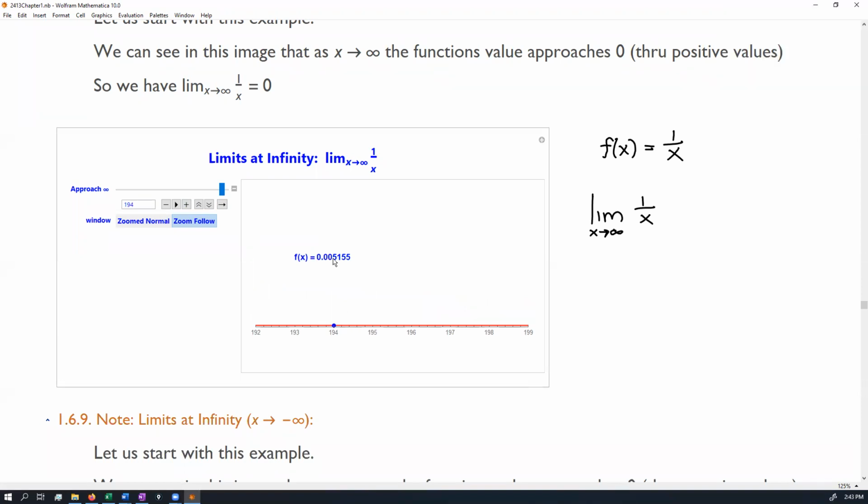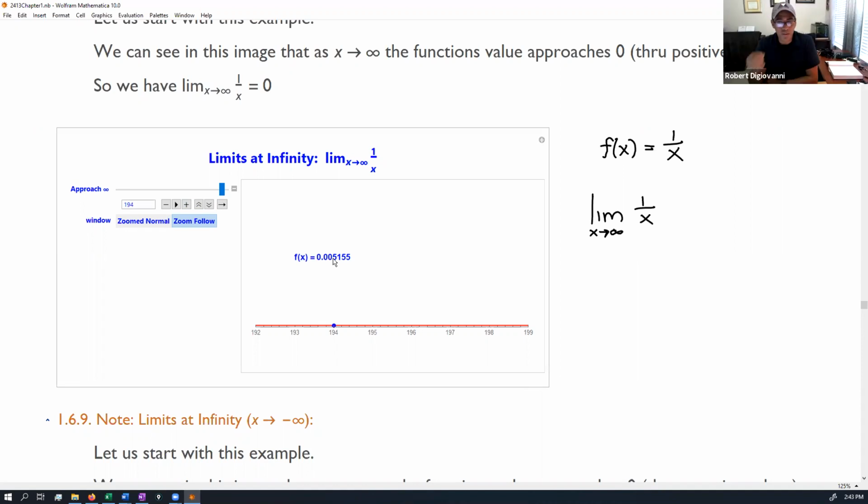It is approaching what value? What is the function's value approaching? I guess it's approaching infinity, because x is approaching infinity, but the function itself is approaching 0. Okay. Right? It's approaching 0.